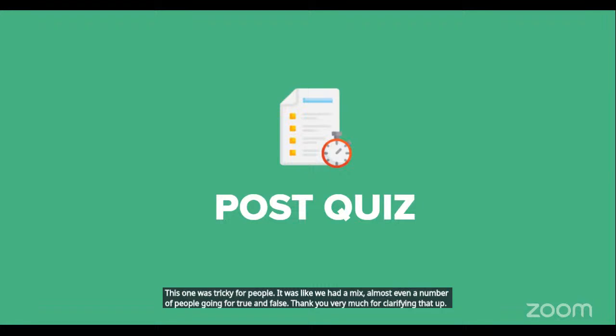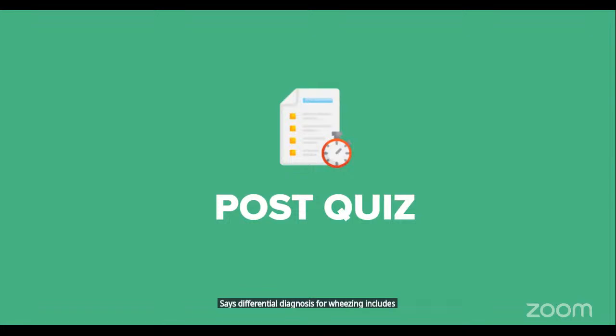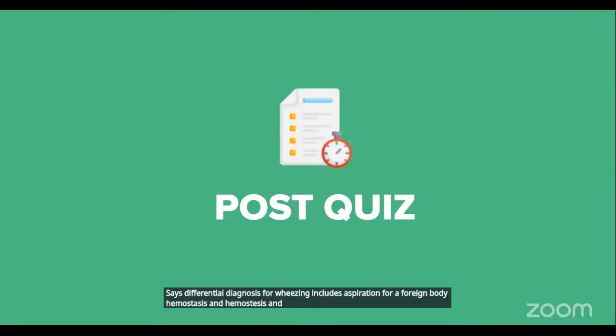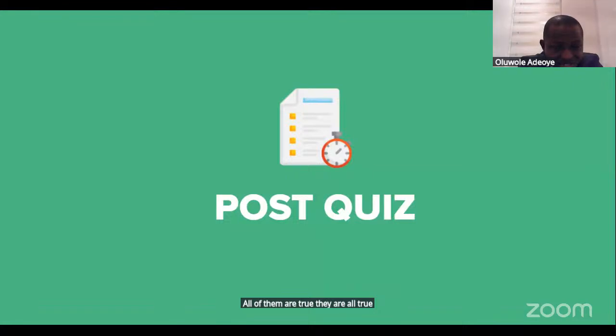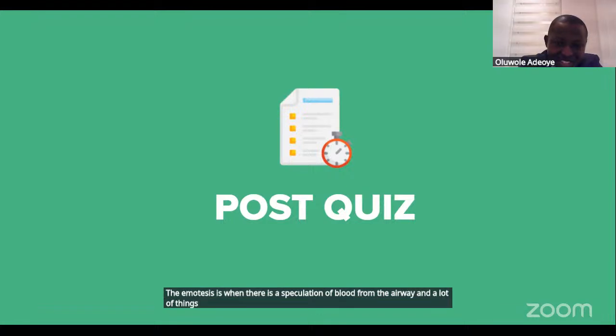So question 7 says differential diagnosis for wheezing includes aspiration of foreign body, hemoptysis, and GERD. All of them are true. They are all potential causes of wheezing. Hemoptysis is when there is expectoration of blood from the airway, and a lot of things can cause it, most importantly pneumonia or tuberculosis or even lung malignancies. And all this can cause airway obstruction that can cause wheezing.